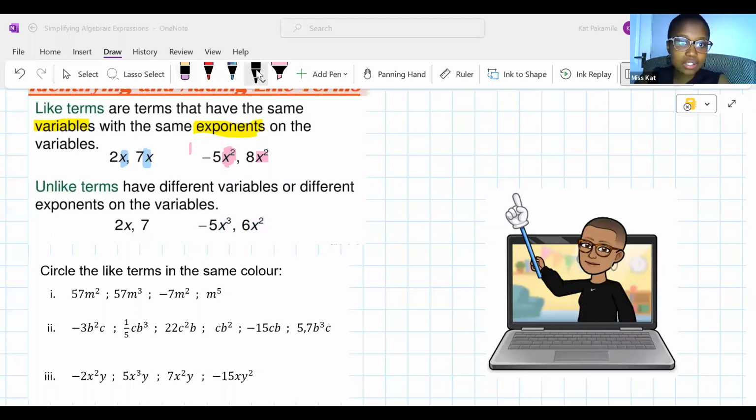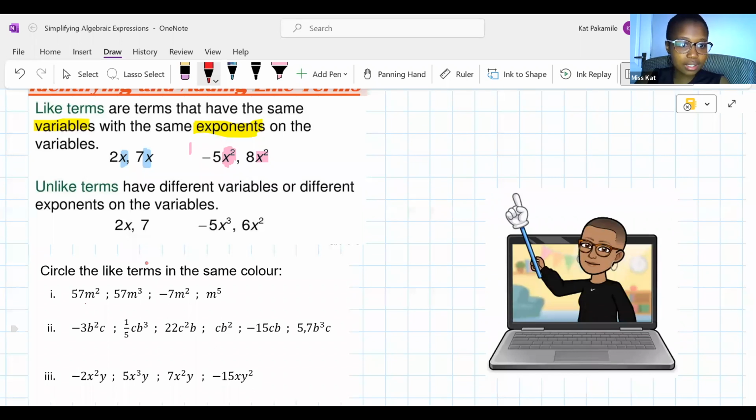Okay, let us circle the like terms. In number 1, which ones are the like terms? Tell me the first one, the second one, or the first one and the fifth one, or whatever. Which ones are like terms in one? We have 57m squared, 57m cubed, negative 7m squared, and m to the power of 5. Tabang says it's 57m squared and negative 7m squared.